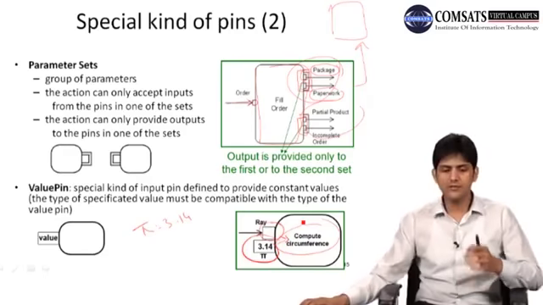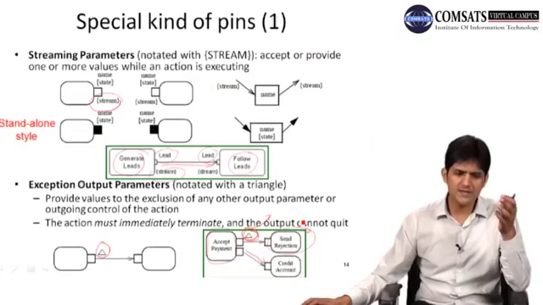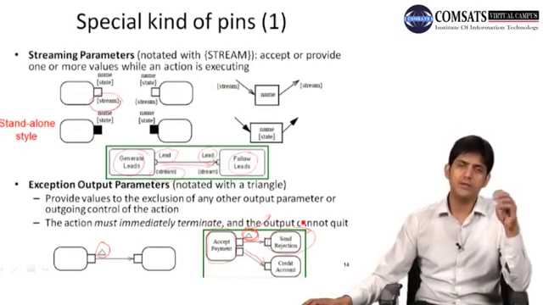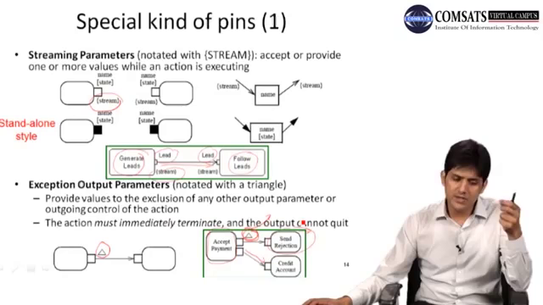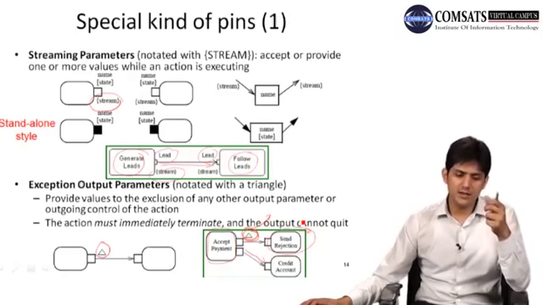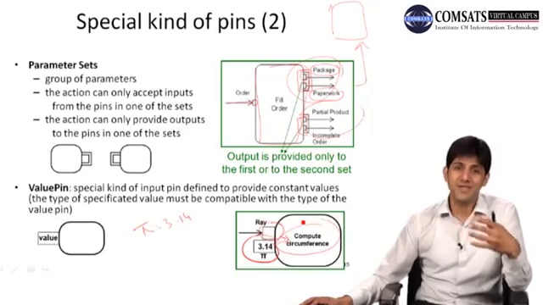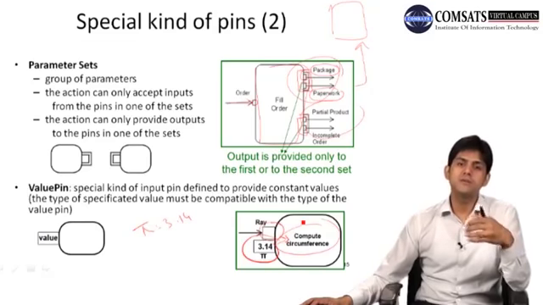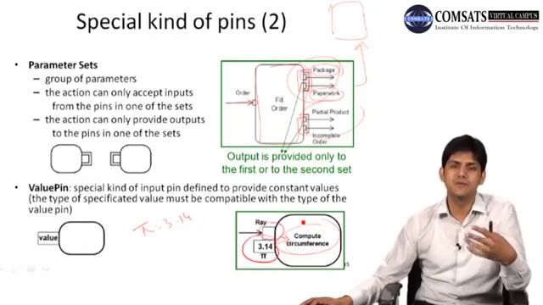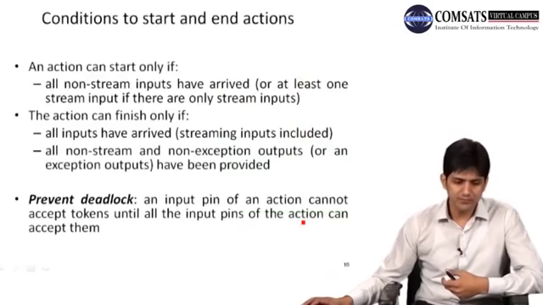So we saw there are four kinds of pins. Number one is streaming parameters; these pins are used to represent streaming parameters. Then we have pins to represent exception output parameters. Then we have pins to represent parameter sets. Then we have pins which hold constant values. So there are four different kinds of pins.